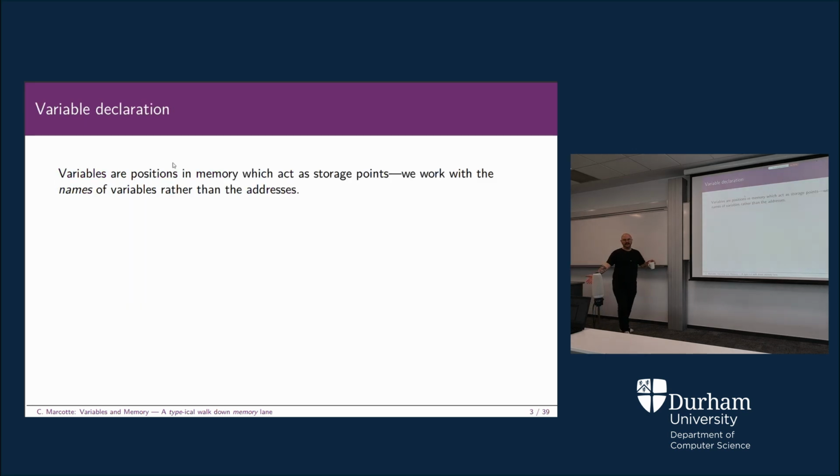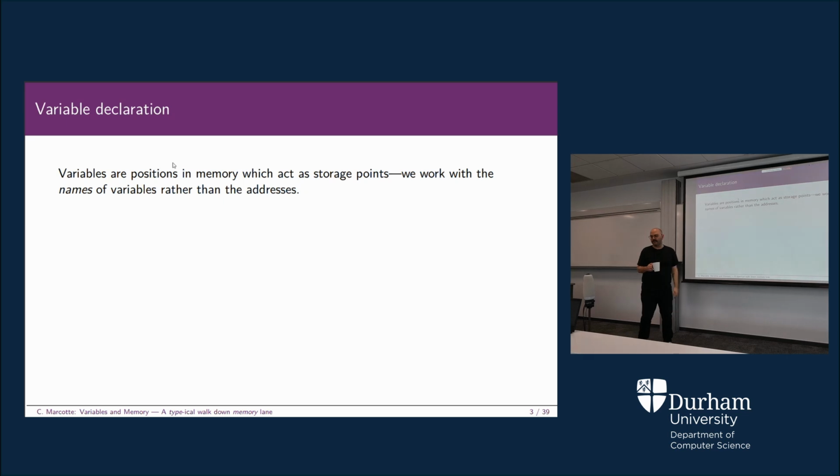So, in C, in fact, in all programming languages, variables are positions in memory which act as storage points. Right? When you declare a variable, it has to exist in memory somewhere. However, we typically work with the names of variables rather than the addresses, because it's a lot easier to remember the variable name A than it is to remember a long integer value, which is where the variable A is stored.